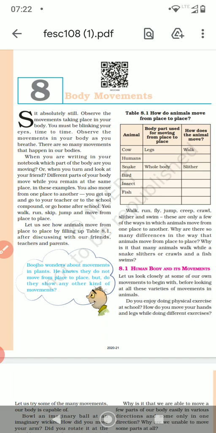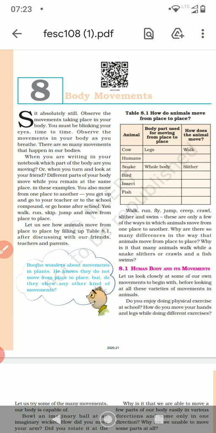Sit absolutely still. Observe the movements taking place in your body. You must be blinking your eyes from time to time. Observe the movements in your body as you breathe. There are so many movements that happen in your body. So you just have to sit still for 2 minutes and see what all movements are taking place in your body. So, are you breathing?